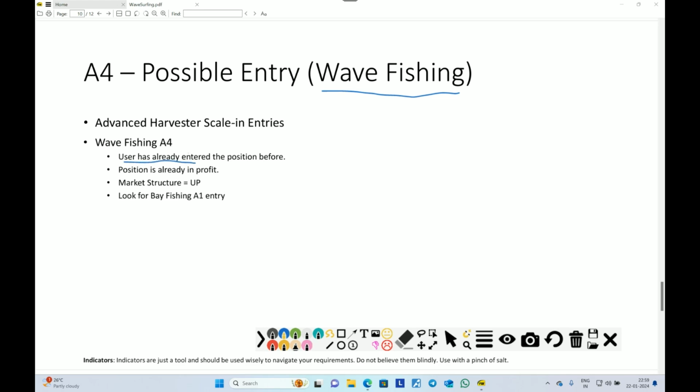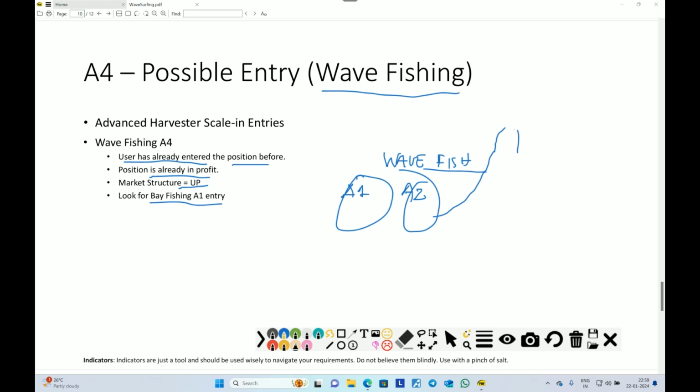The user has already entered the position before and is already in a profit. Market structure is up, and we look for a wave fishing A1 entry. So basically they're already in an A1 setup or A2 setup of wave fishing, already in a profit of 1:1.5 or 1:2 or something. They want to add a scale into the existing position with the proper structure.